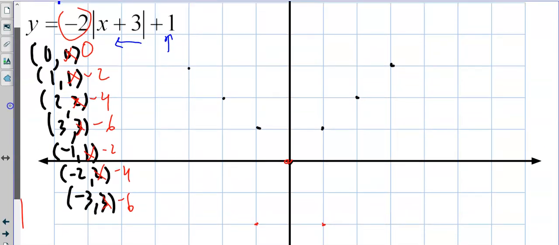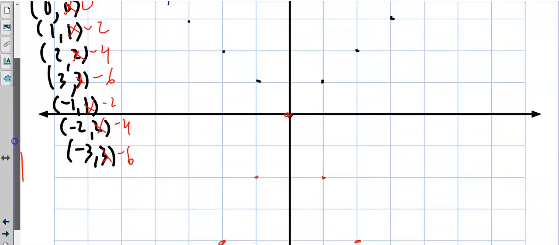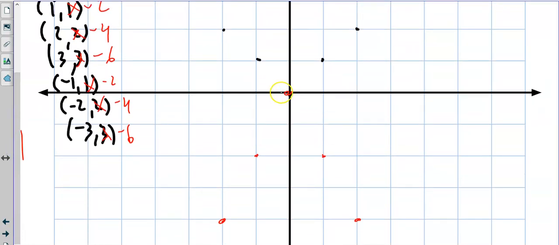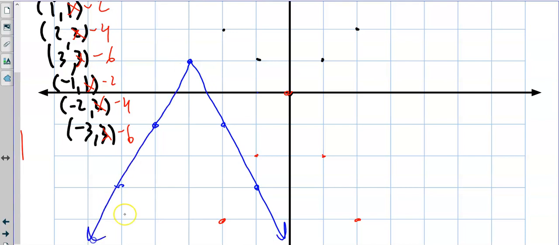Okay, so left 3, up 1. So to the left 3, 1, 2, 3, up 1. To the left 3, 1, 2, 3, up 1. And you've got your graph, something like that. Pretty skinny, reflecting downwards. The vertex is at (-3, 1). And the axis of symmetry is at x equals -3.